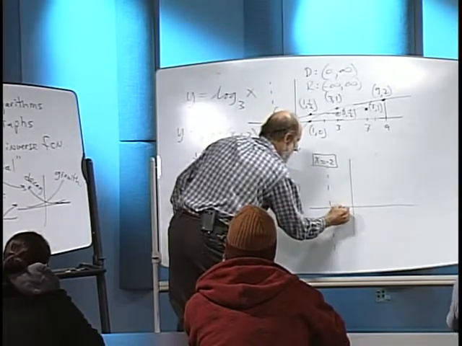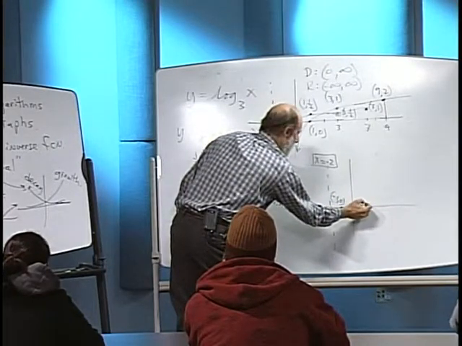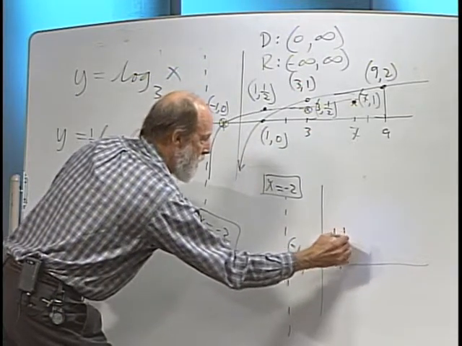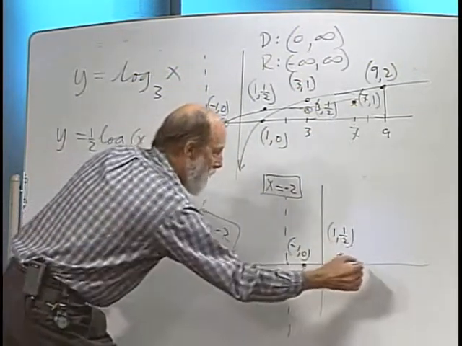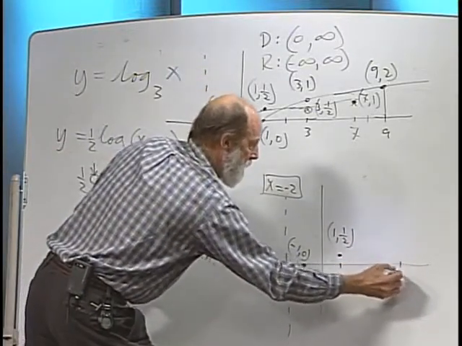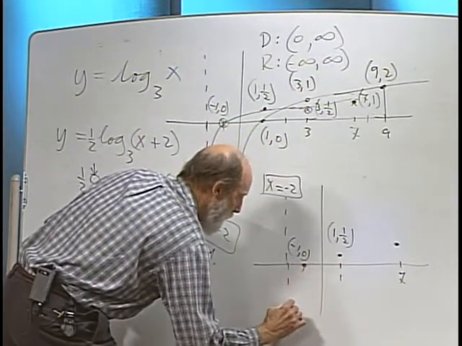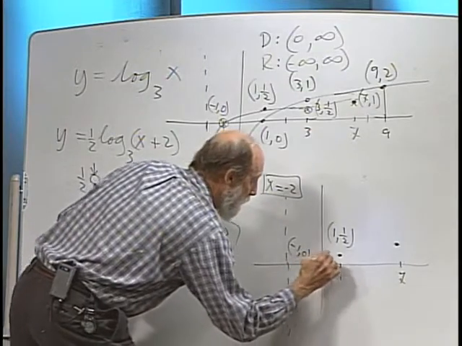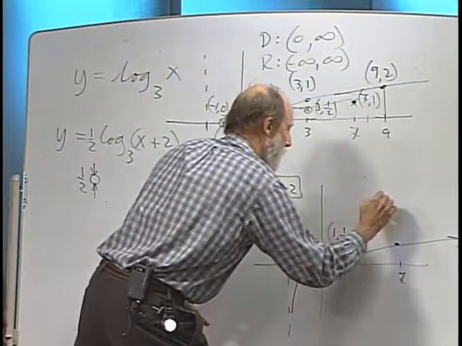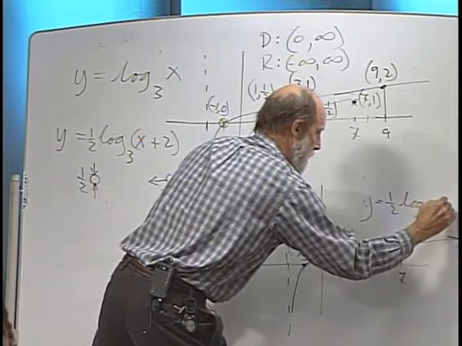And it would go through this point, and it would go through 1 and 1/2. And then out at 7, it would be up at 1. And we get a nice looking picture looking like that. And that's the graph of y equals 1/2 log base 3 of x plus 2.